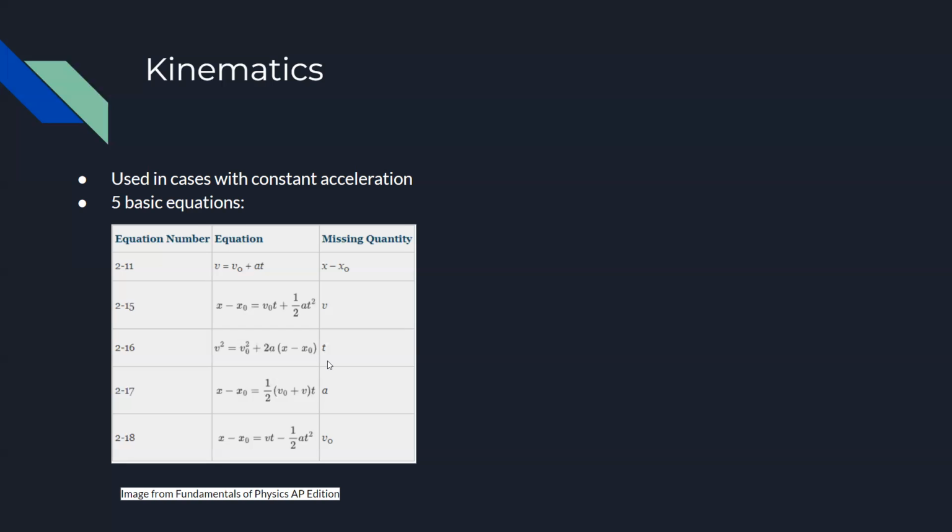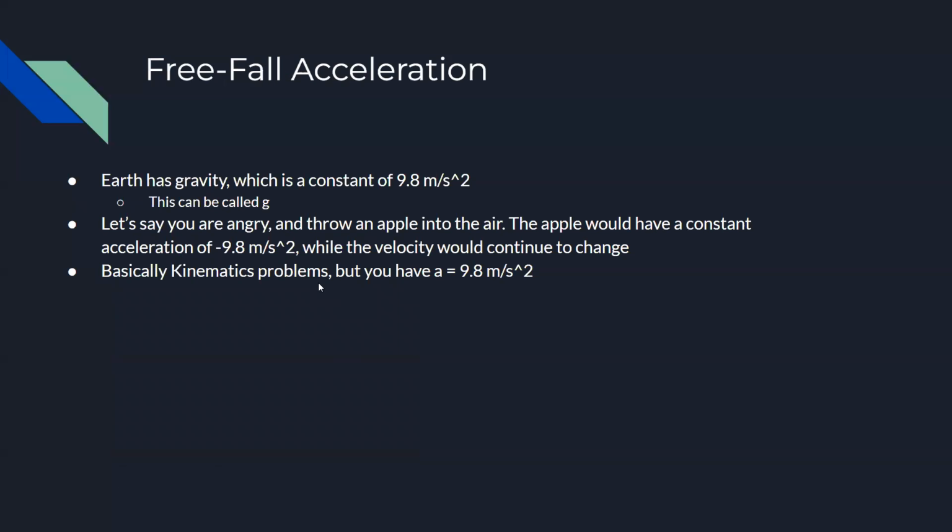So free fall acceleration. Earth has gravity, which has a constant of 9.8 meters per second squared. This can be called g, but I like to call it a just for cohesion, and you can do whatever you want. So let's just say you're angry and you throw an apple into the air. I don't know why you would do that, but let's put it in this context. Even if you throw it, the apple would have a constant acceleration of negative 9.8 meters per second squared, while the velocity would continue to change. These are just kinematics problems, but you have the acceleration equaling 9.8 meters per second squared.